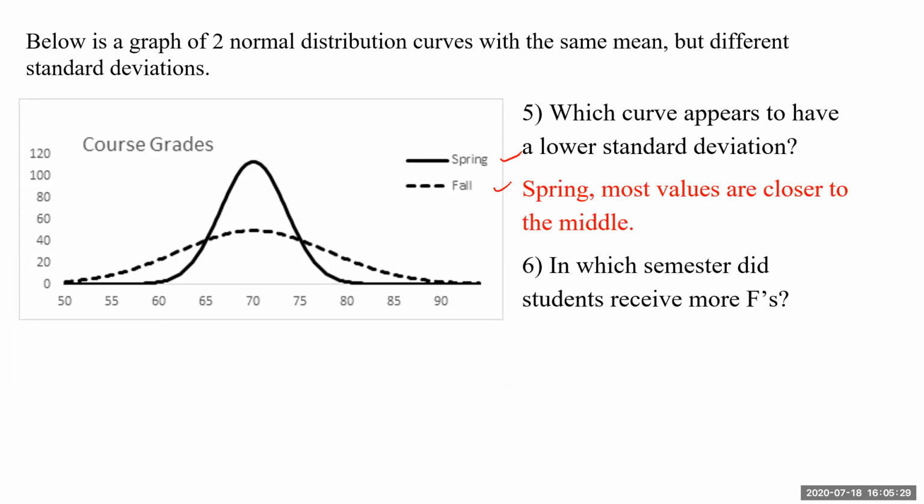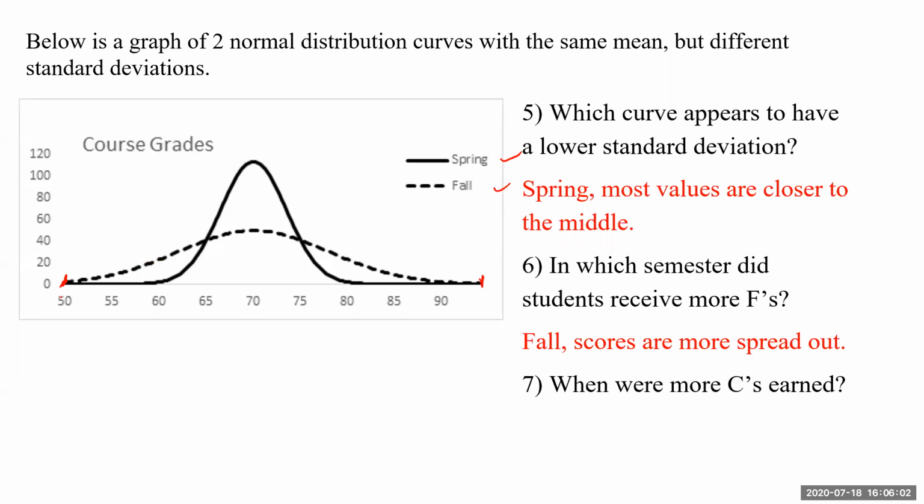In which semester did students receive more Fs? Look at the two. Is it in spring or in the fall? Did you choose fall? Okay, fall, right? Scores are more spread out because look at fall. They are spread out. So we had a lot more receiving Fs in fall.